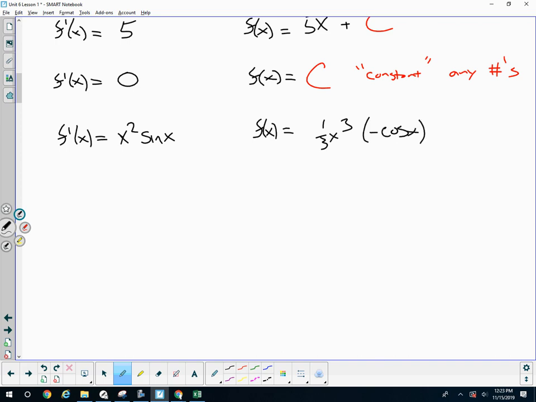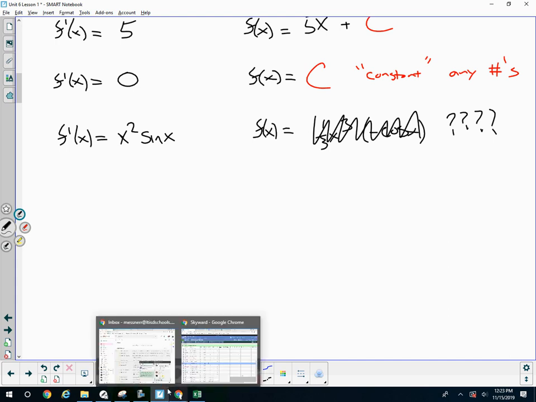And then I think, wait, that can't be correct. Why isn't that correct? Because then I have to use the product rule if I took that derivative. So if I take that derivative, I'm not going to just get simply x squared sine x. So it's actually not this. Oh gosh, what do I do? Turns out, you're not going to know what to do. Unless you take BC calculus, you won't know how to take that antiderivative.